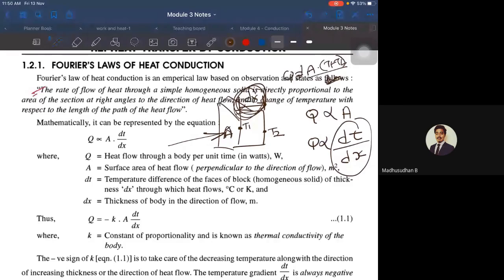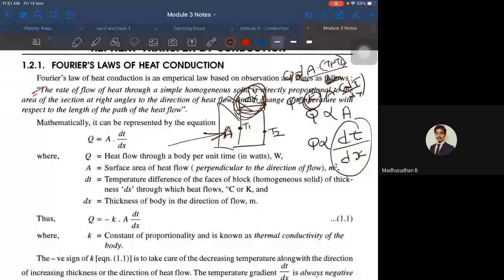If you want to remove the proportionality symbol, you have to incorporate a constant. So Q equals k into A into dT by dx. This constant, which is incorporated to remove the proportionality symbol, is known as the thermal conductivity of the material. The k values you need to remember for most of the engineering materials; for diamond, it is highest. The thermal conductivity value specifies how your material would conduct the heat. If the thermal conductivity value is higher, that means it is more of a conductor.